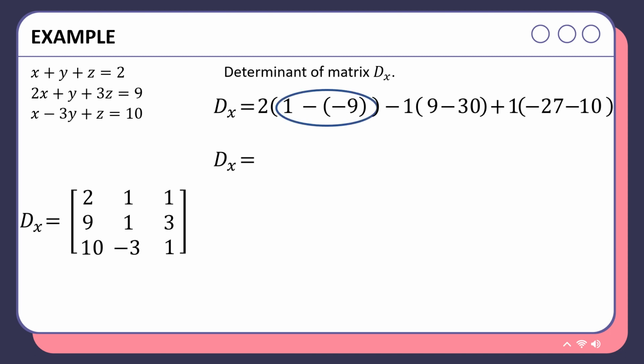1 minus negative 9 is equal to positive 10. Positive 10 times 2 is equal to positive 20. 9 minus 31 is equal to negative 21. Negative 21 times negative 1 is equal to positive 21. Negative 27 minus 10 is equal to negative 37. Negative 37 times positive 1 is equal to negative 37.